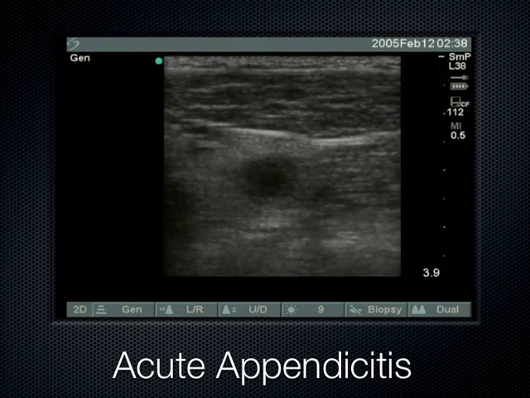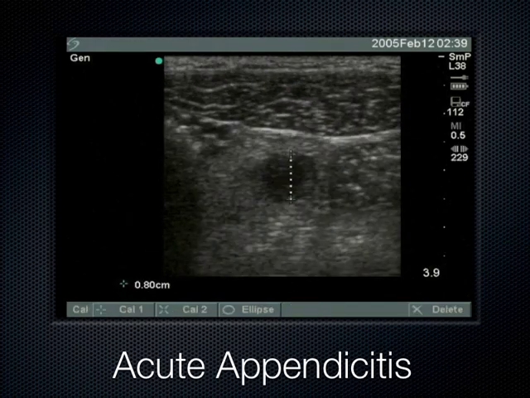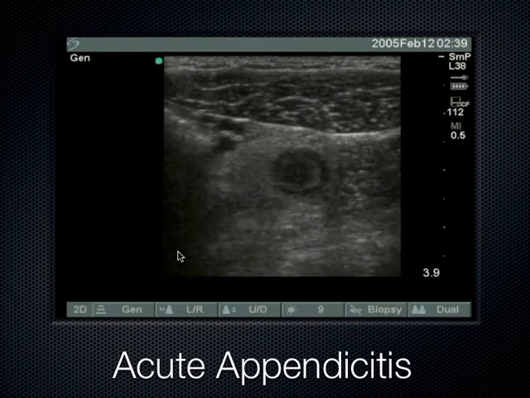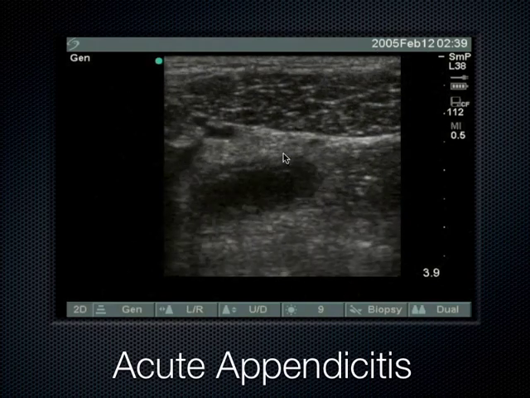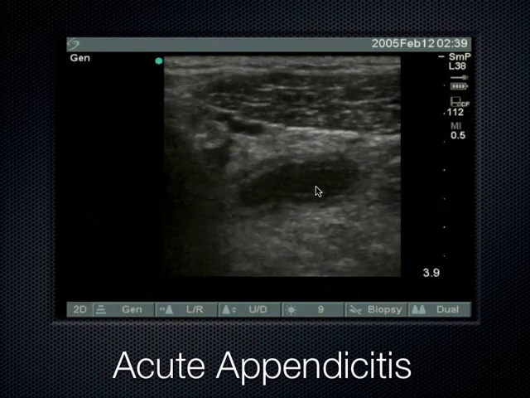Here's another case of clear acute appendicitis. We can see here a non-compressible tubular structure down here in the right lower quadrant that measures, what does it say? Moving right along, I think 8 millimeters was that one. But this is a sausage-like structure seen down here in the right lower quadrant.